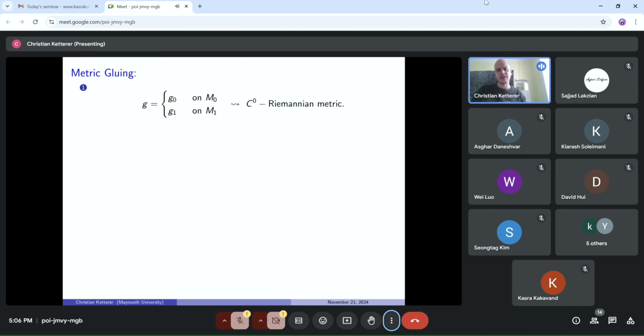This gives us a C0 Riemannian metric because on the boundary, where we glue M1 and M0 together, because of the isometry, we can identify g0 and g1. This is just a C0 Riemannian metric in general, but it already allows us to make sense of geometric properties like distances and volume. Concerning the distance, there's another way how you can define it. The distance function related to this Riemannian metric, we also can build as follows.